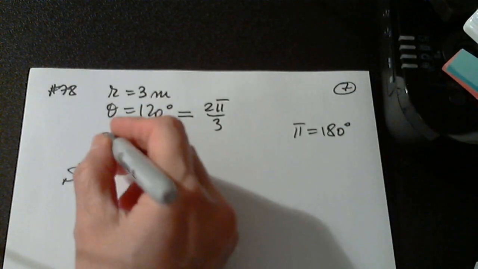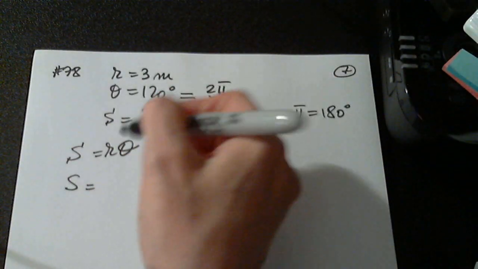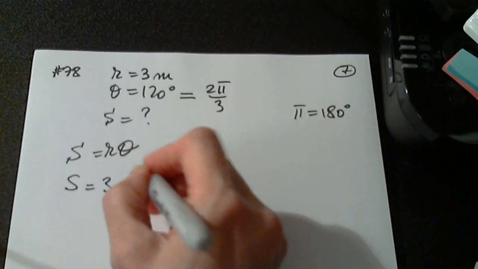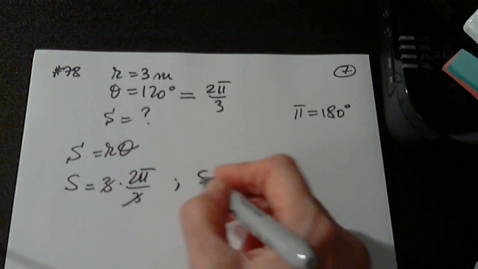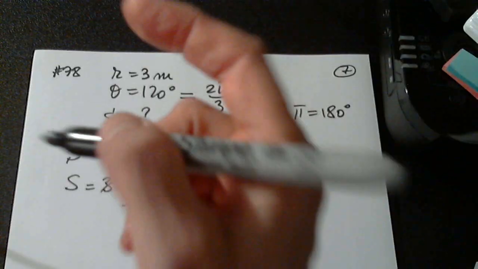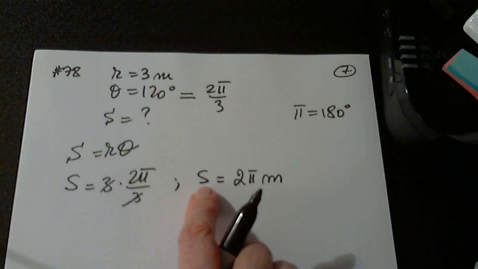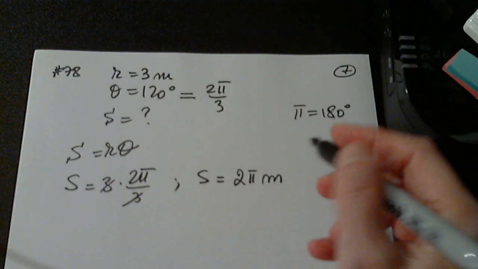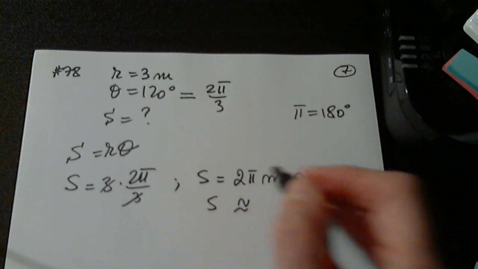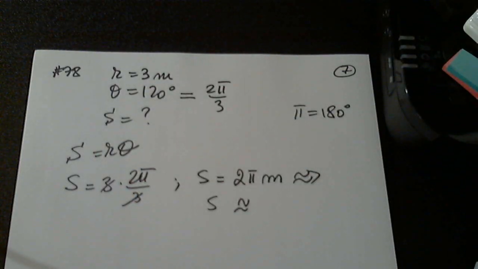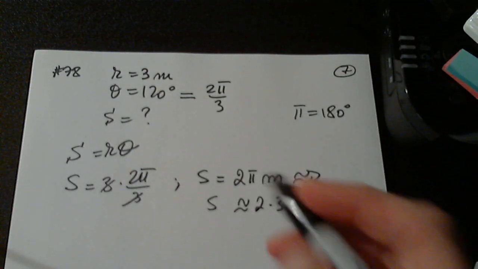Now I can write the formula, which is r times theta. So S equals r, which is 3, multiplied by 2 pi over 3. Simplify. Do not continue. This is an equation. S equals 2 pi, and I have to write the measurement unit. Always write the measurement unit. This is not an angle. This is a length. Now, if you want to approximate, you will multiply 2 by 3.14, and you will approximate it at 6.28.